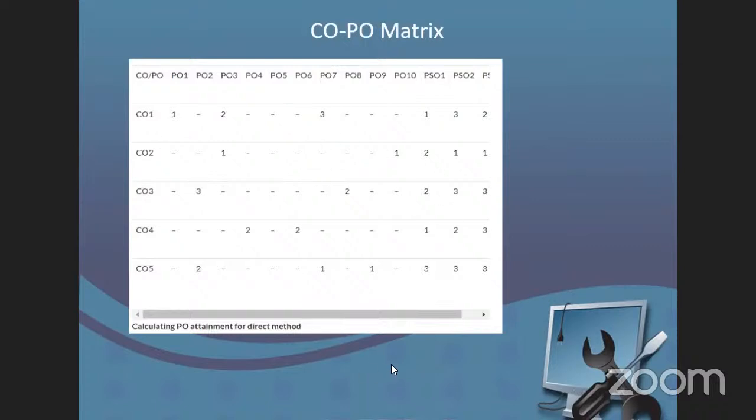And here too, you can have only 4 values. Dash indicates not correlated, NC. Dash indicates not correlated, meaning CO1 is totally not correlated with PO2. What is PO2? PO2 is problem analysis. Whatever CO I have written, it doesn't correlate with problem analysis. It is not related to any analysis of the problem.